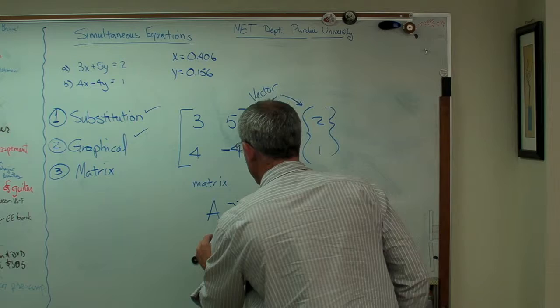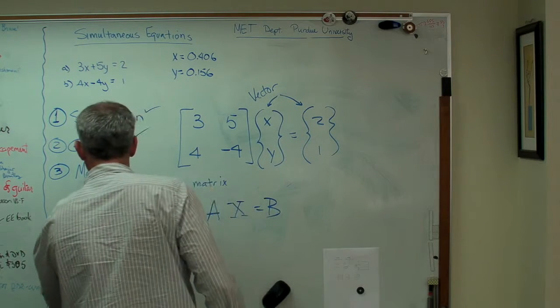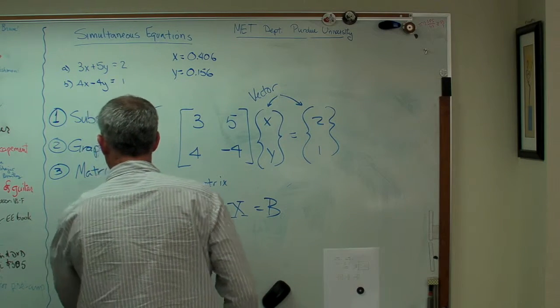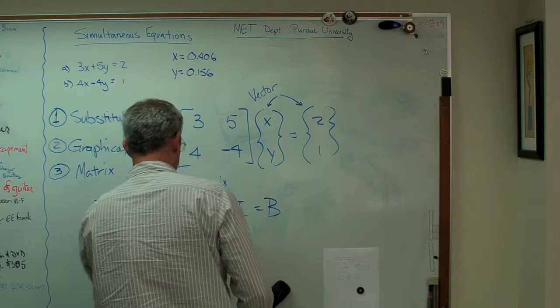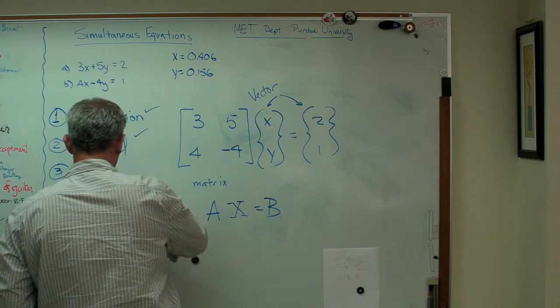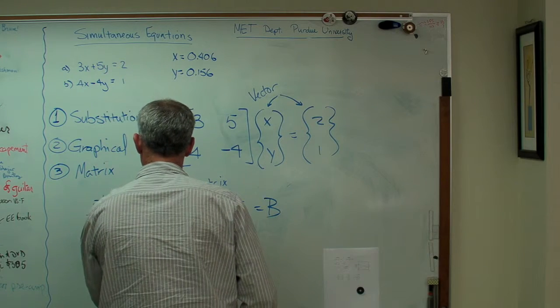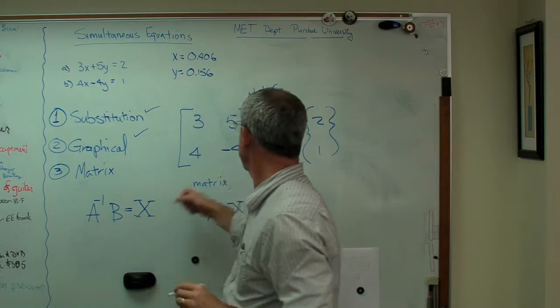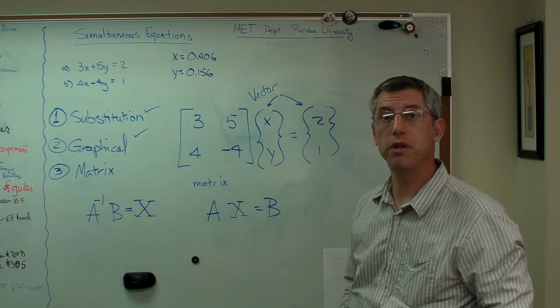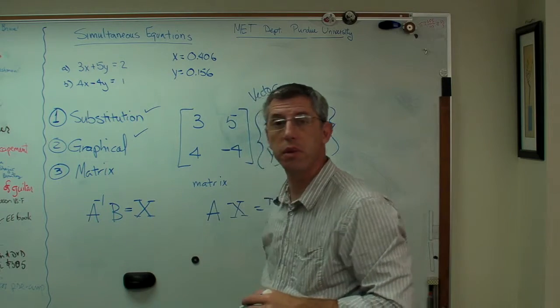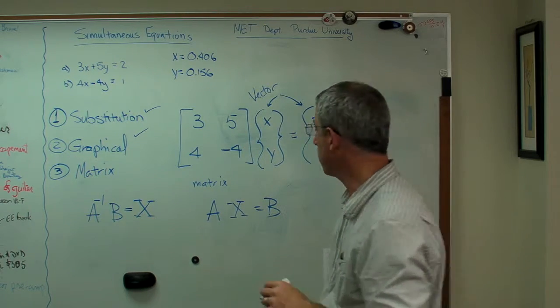All you have to do is write out, I'm going to write it over here, A to the minus 1 times B equals X. And X is this list of variables. That's what you want to solve for. Well, that's how your computer thinks about it, and that's how your calculator thinks about it.